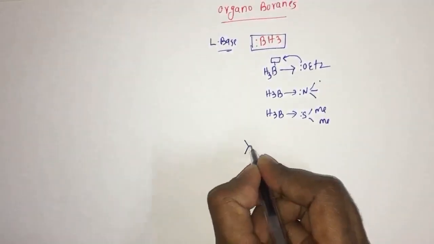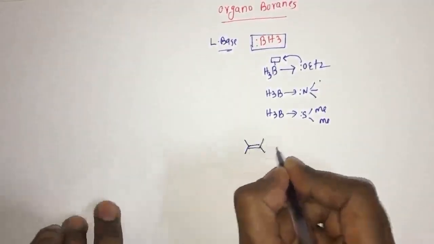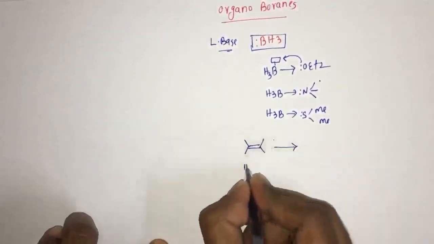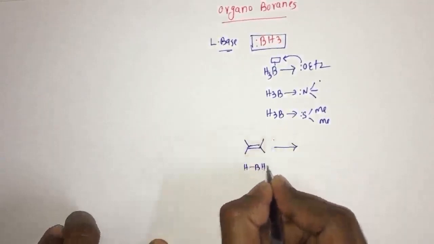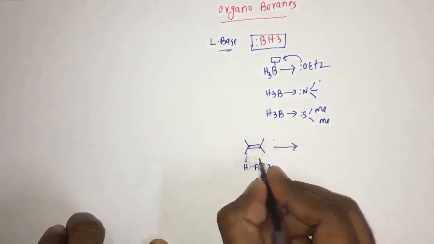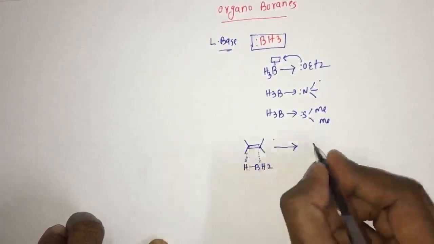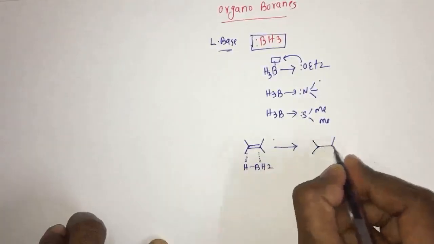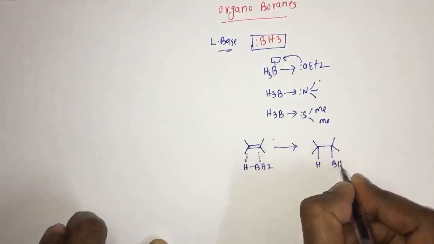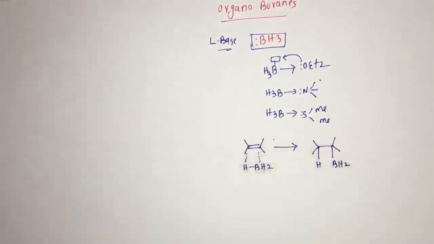When we have an olefin and here we have HBH2, there is a formation of a four-membered transition state, 1, 2, 3, 4-membered transition state. After that we get this. This is called hydroboration.